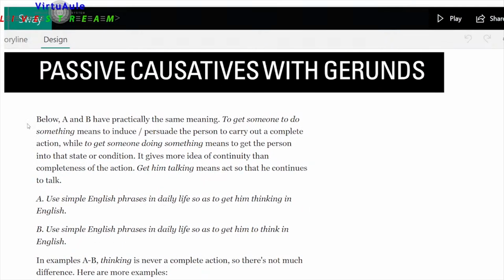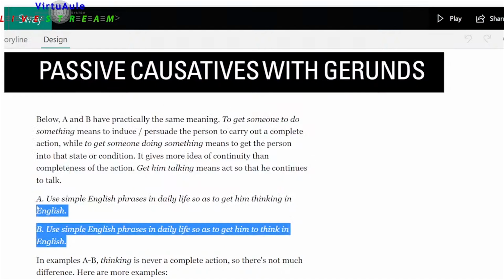Let's look at passive causatives. A and B have practically the same meaning. Okay, let's read A and B.